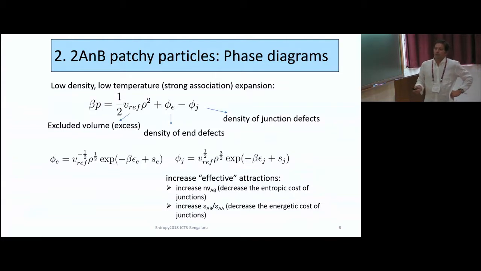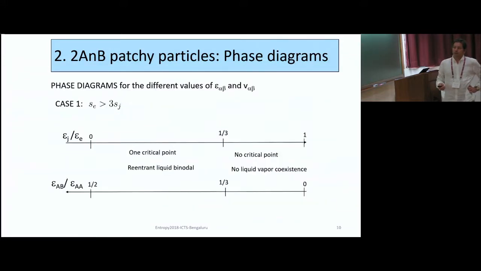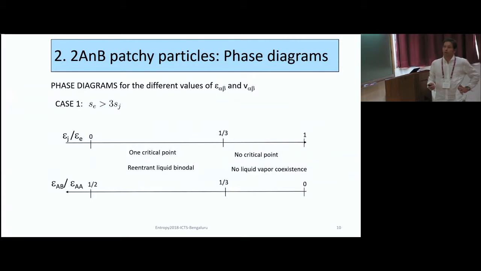So you have this density dependence that is different from the usual. And not surprisingly, what happens is that you get phase diagrams different from the usual ones. In fact, you can have several types of phase diagrams depending on the values that you choose for the volume of the bonds and the energy of the bonds. For instance, if the entropy of the ends is much larger than the entropy of the junctions, more than 3 times, and this is usually the case for most of the models that we have calculated and simulated, you have the following phase diagram.